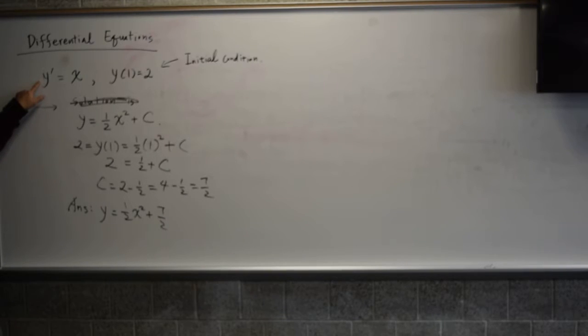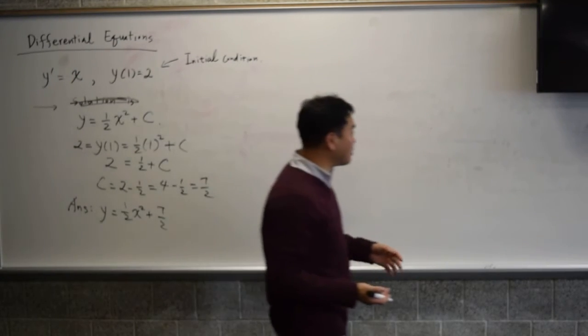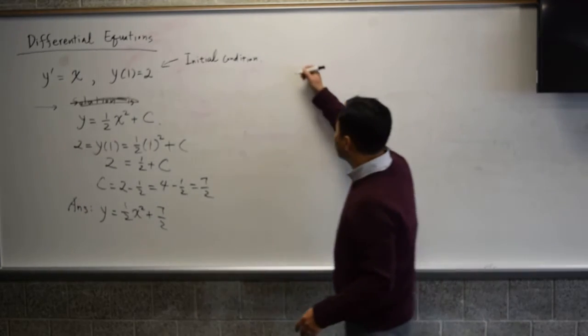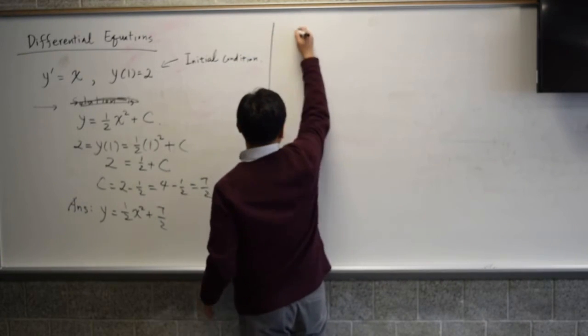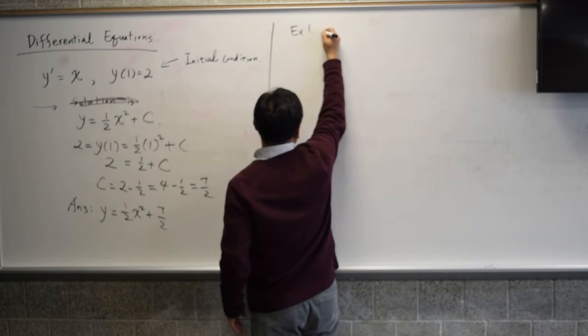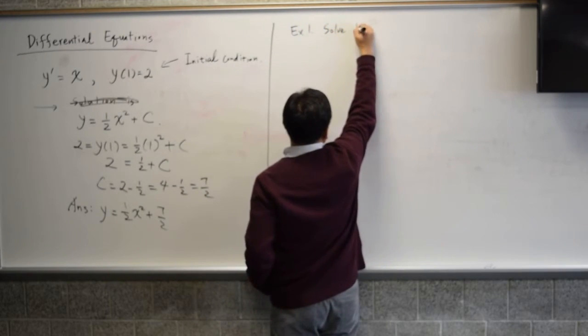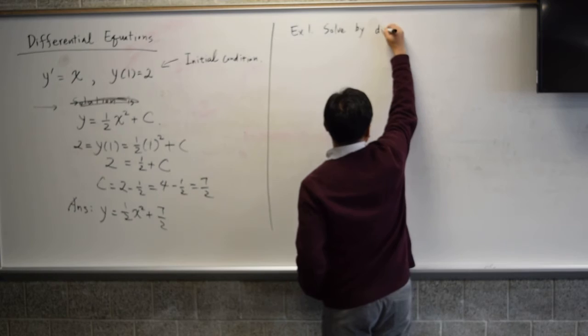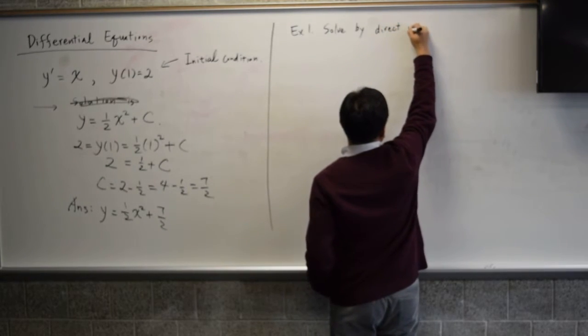Such a question where you can solve it by just integrating the right side is called a direct integration problem, because you can just solve it by directly integrating both sides. And those are the easiest type of differential equations. So let me show you another example. Let's say example 1. Solve by direct integration.